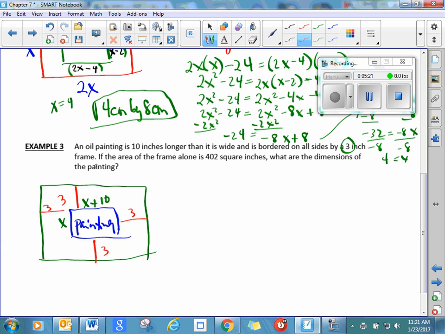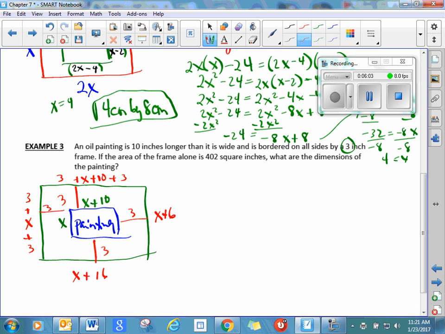So we need to get the dimensions of the larger rectangle as well. The length is going to be the original x plus 10 plus the 3 on this end plus the 3 on this end for the frame. Do you see that? 3, x plus 10, 3. And so, of course, that's going to be the same down here, which is x plus 16. And when we're looking at the width, you've got your original x right here, the 3 that you're adding on here, and the 3 that you're adding on for this side, which gives us a width of x plus 6.